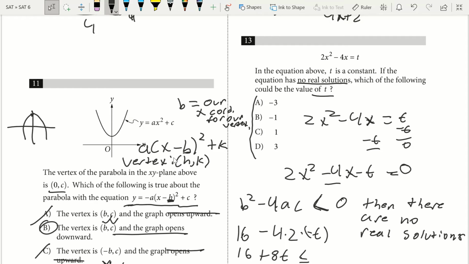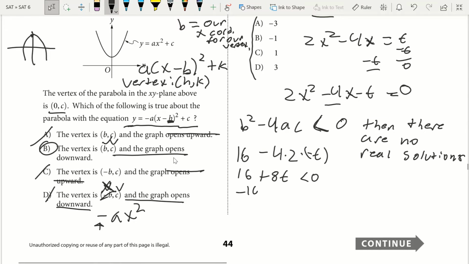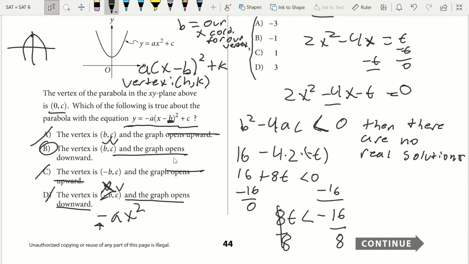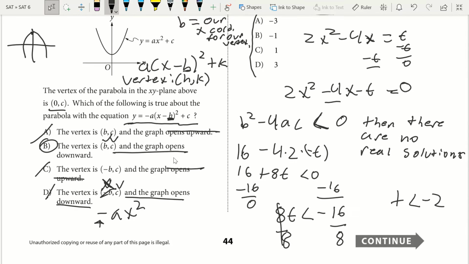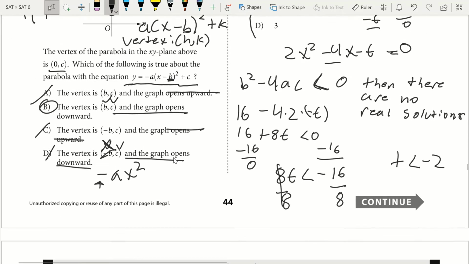Now we need that to be less than 0. So we're going to subtract 16 from each side. So we have negative 16 must be greater than 8t. We're going to divide each side by 8, and we get that t must be less than negative 16 over 8. We know negative 16 over 8 is negative 2. So t must be less than negative 2. What is our only answer choice where t is less than negative 2? Our only answer choice where t is less than negative 2 is A, so A will be our answer.